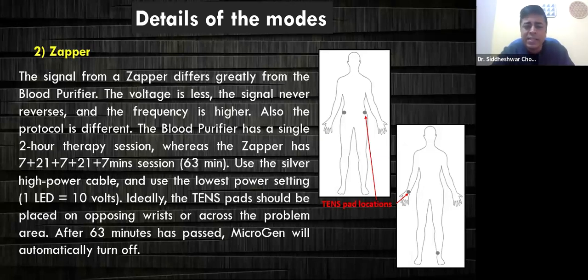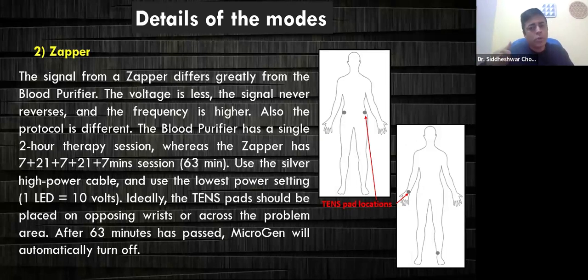So the voltage is lesser, the signal never reverses, and the frequency is higher. So we know the classical Hulda zapper has two frequencies, 2.7 kilohertz and 30 kilohertz. Okay. So these frequencies are way higher than the blood purifier mode.